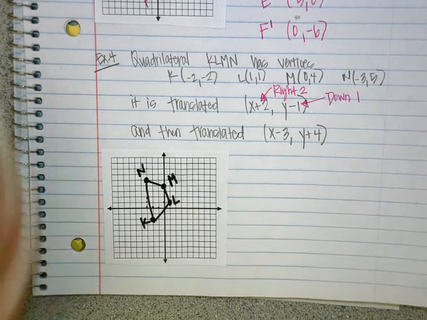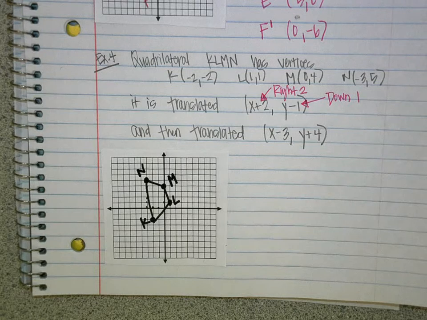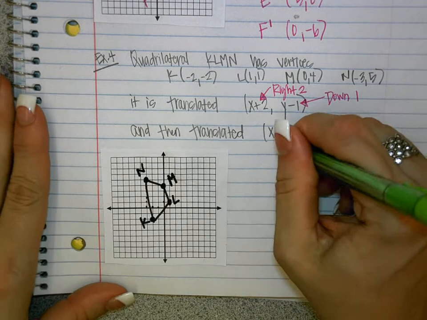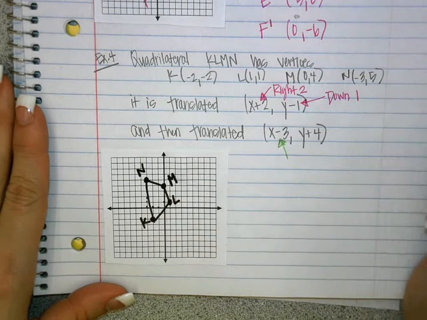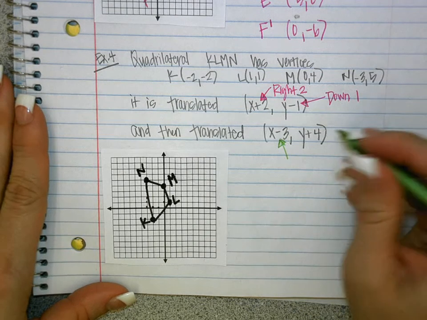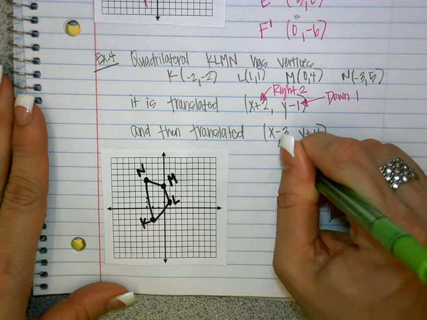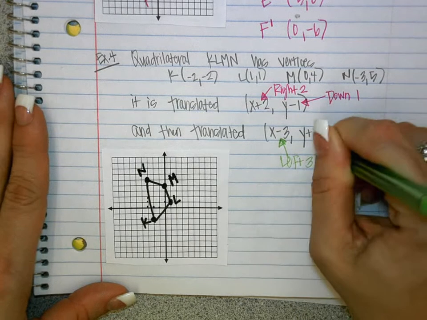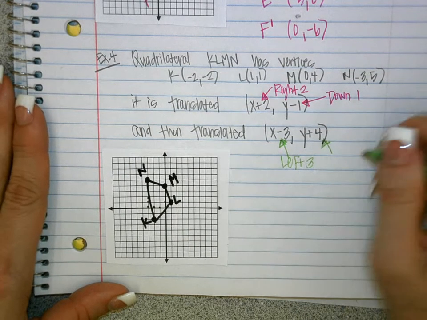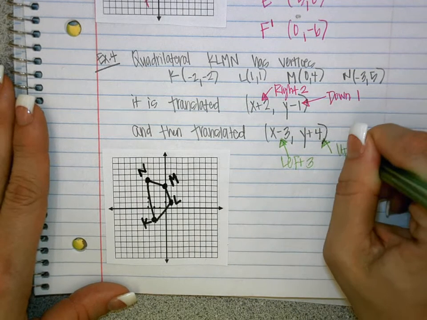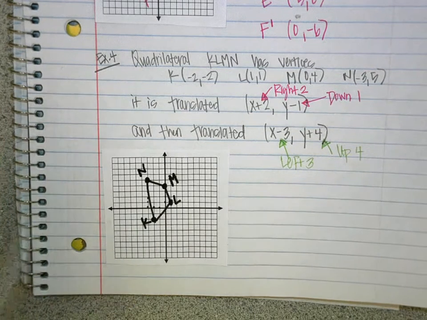Then, after that, you're going to do this translation. X minus 3 tells us to move which direction? Left 3. And y plus 4 tells us to move in which direction? Up 4. So you're actually doing 2 separate translations here.